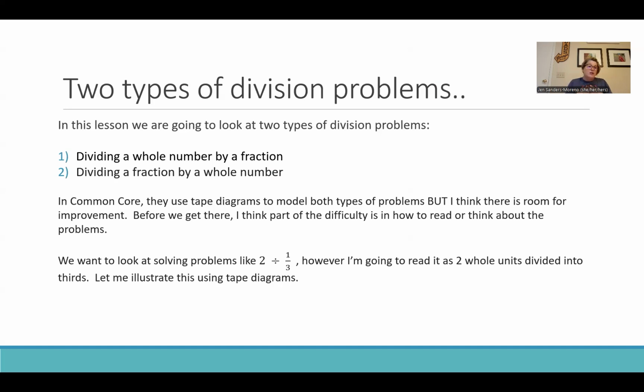So the first thing that we're going to do is look at dividing a whole number by a fraction. So to do this, we're going to look at 2 divided by a third. So here it is right here, 2 divided by a third. We're going to read it a little differently. So these are 2 whole units divided into thirds, okay? And reading it that way is going to make the tape diagram strategy make sense, okay?